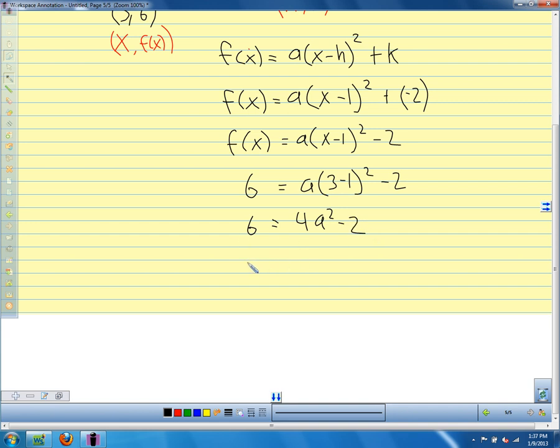Add 2 to both sides. Oh, that shouldn't be squared, sorry. I squared the 2 to get 4. So a shouldn't be squared, thank you. 4a minus 2. Add 2 to both sides. So I get 8 equals 4a, and it did turn out to be right, Kevin. So we divide by 4, and a equals 2. So my function is f of x equals 2 times x minus 1 squared minus 2.